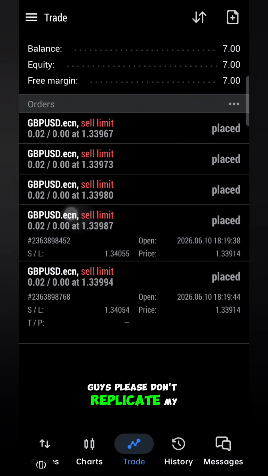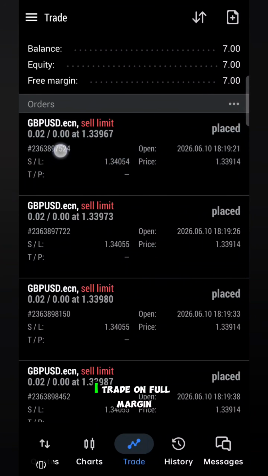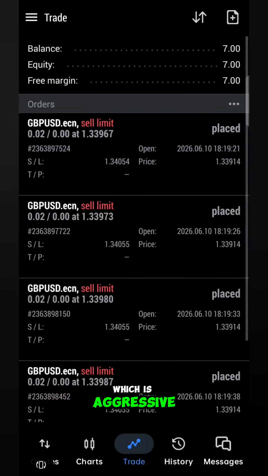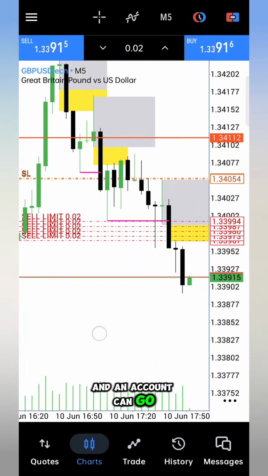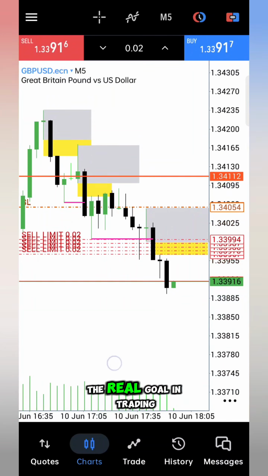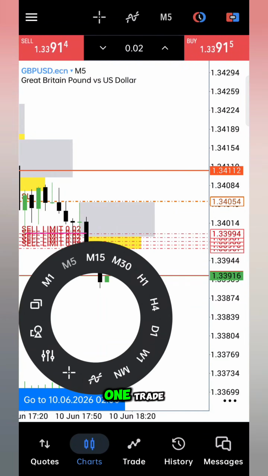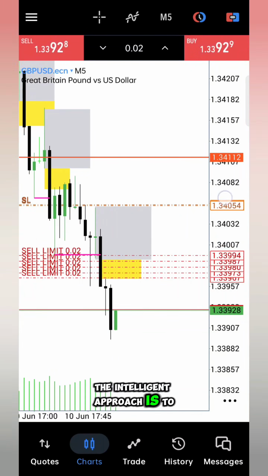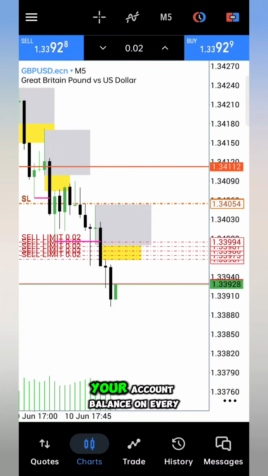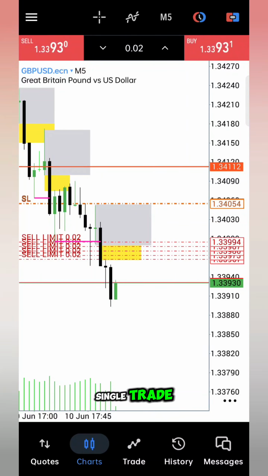Guys, please don't replicate my risk management approach. I trade on full margin, which is aggressive. But understand this, the market is unpredictable, and an account can go to zero faster than you think. The real goal in trading isn't to win big on one trade. It's to survive and stay consistent. The intelligent approach is to risk only a fixed percentage of your account balance on every single trade.